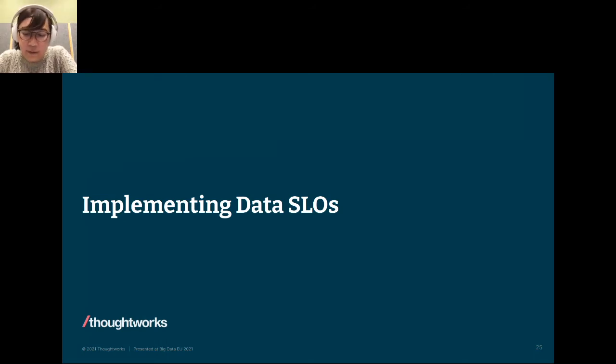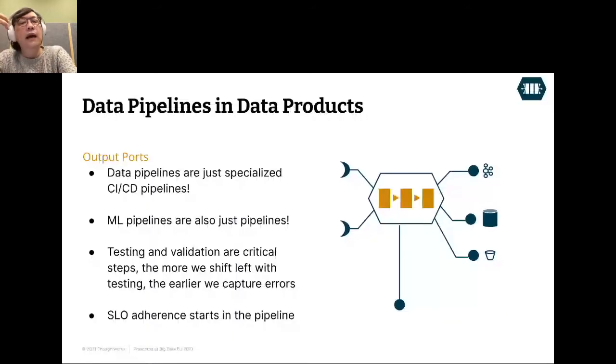So how do we do this in practice? Let's get into some of the tech. I've talked about the theory a little bit, but let's talk about the tech. I mentioned earlier that data pipelines become encoded within your data products. So rather than thinking of having some centralized data pipelining or ETL team, we actually want to push this responsibility into product teams. Data pipelines are just specialized CI/CD pipelines, right?